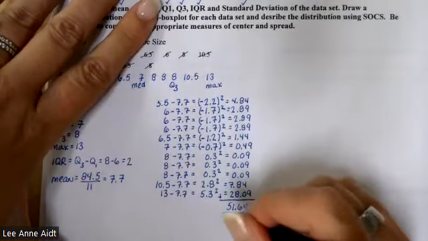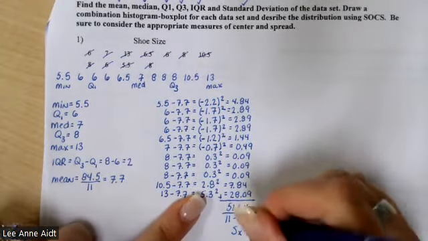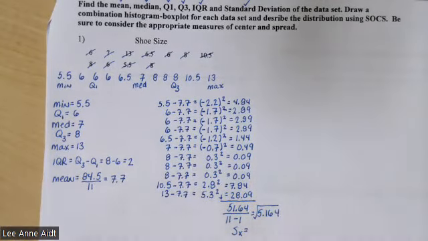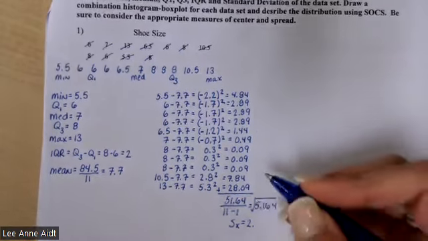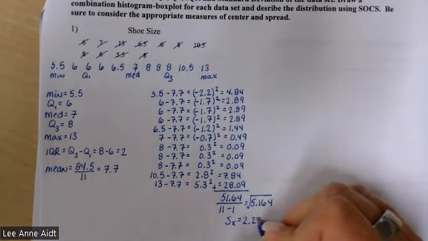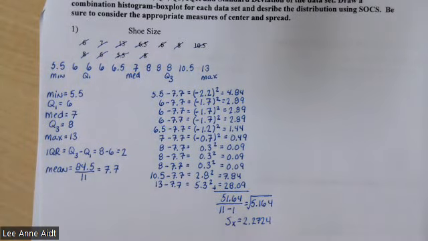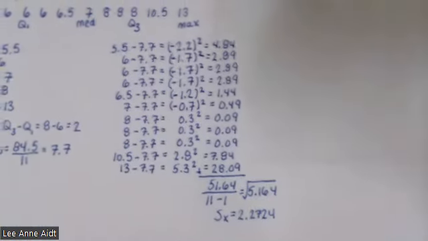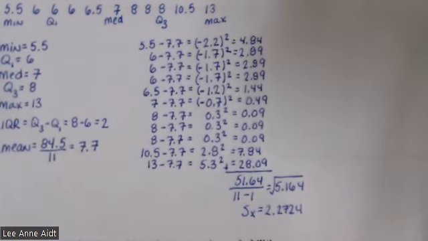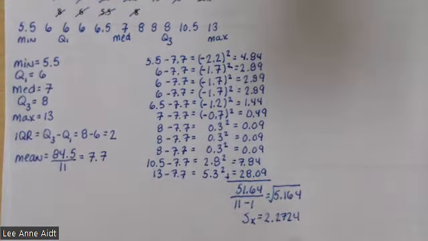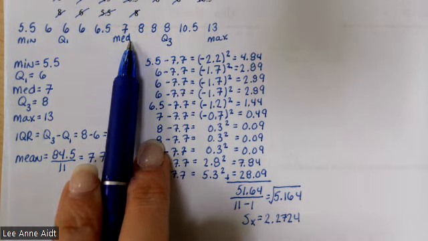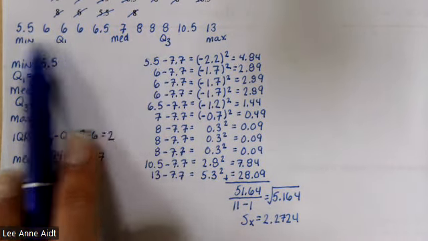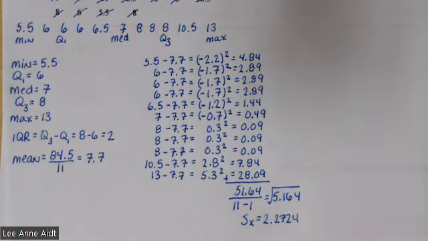Oh, I accidentally square rooted the 51.64. Oh, that doesn't even make sense for the problem. 2.27. Better? Okay. 2.2724. That actually makes more sense because the standard deviation is supposed to be a measure of how far apart the numbers are from the mean. So my answer was saying that they were like 7 away from the mean, but they're really close to the mean. So 2 is a much more reasonable answer.